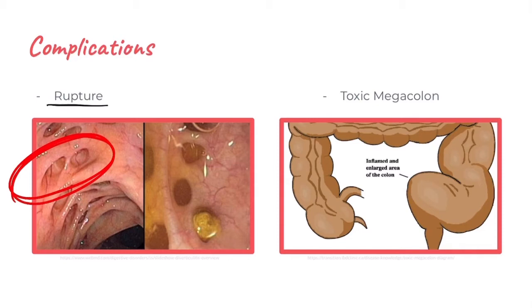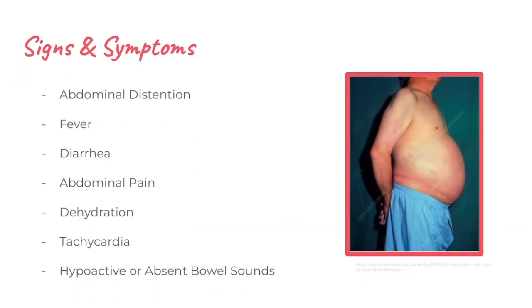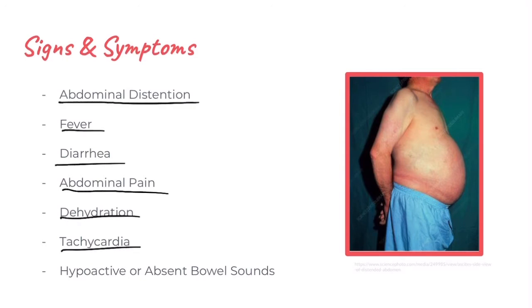So we can have toxic megacolon, which is again, repeated inflammation can cause the colon to distend, and with distension, the colon can become paralyzed, it can become toxic, and can rupture again, exposing to peritonitis. Some typical signs and symptoms of peritonitis can include abdominal distension, fever, diarrhea, abdominal pain, dehydration, and tachycardia. So if you see your patient experiencing any of these, this could be an alarm for peritonitis.